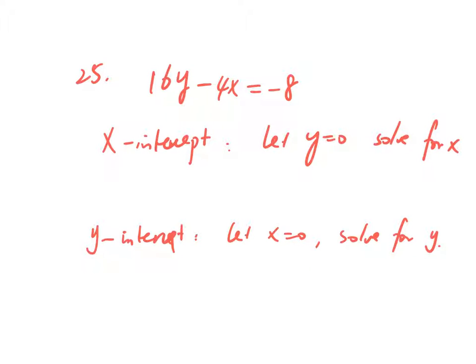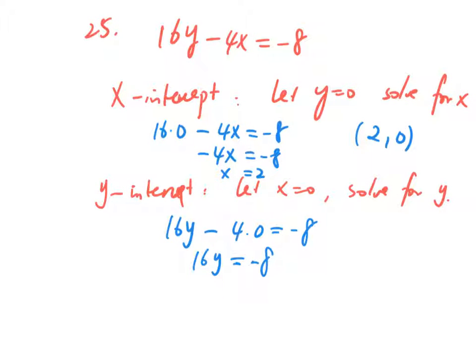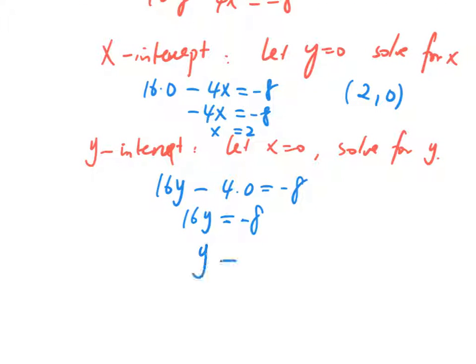So for 25, for x-intercept, we'll let y be 0. So I have 16 times 0 minus 4x equals negative 8, which means negative 4x equals negative 8. Divide by negative 4, and you have x equals 2, so that'll be (2, 0). And for y-intercept, we'll let x be 0. So 16y minus 4 times 0 equals negative 8, means 16y equals negative 8. And then if you divide by 16 from both sides, you'll have y equals negative 1/2. So that'll be (0, negative 1/2). That's the y-intercept.